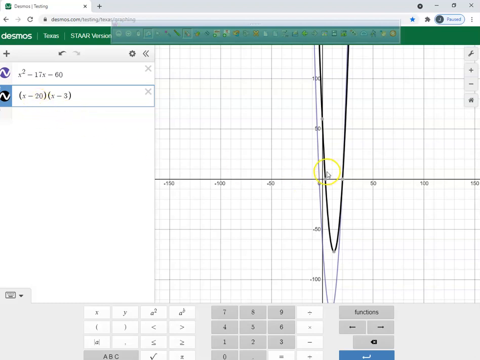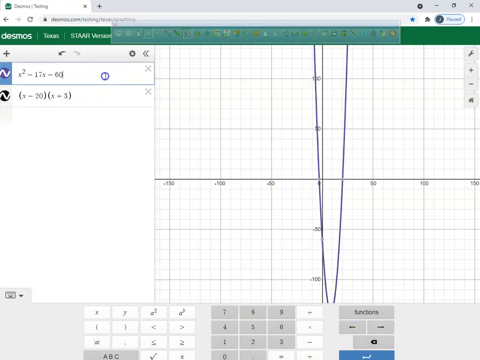Do you see how these graphs don't match? So you wouldn't choose that answer. Here's another graph that doesn't match. A minus 12 and a what? Minus 5. That doesn't match the graph. What's the only one that matches? When this was a plus 3 and this was a minus 20.